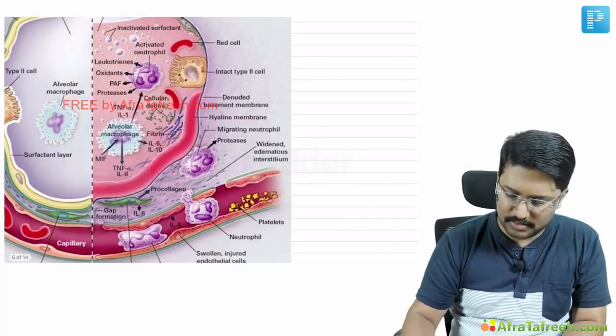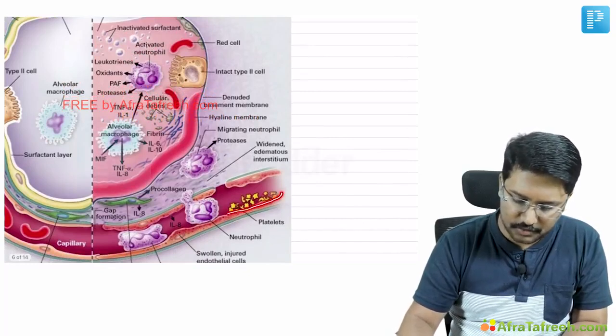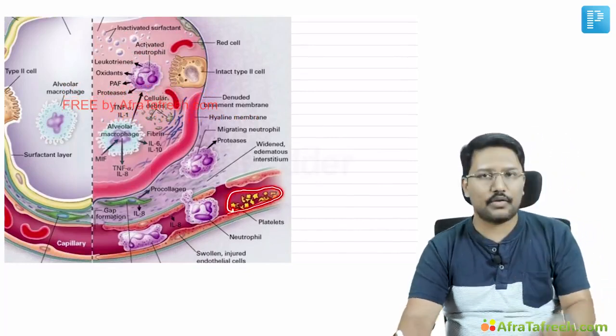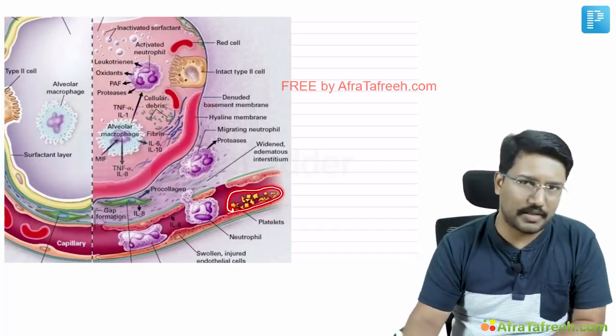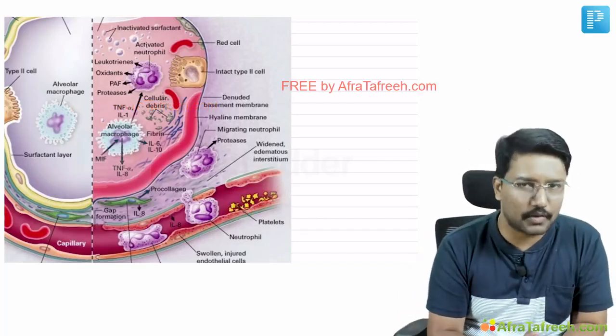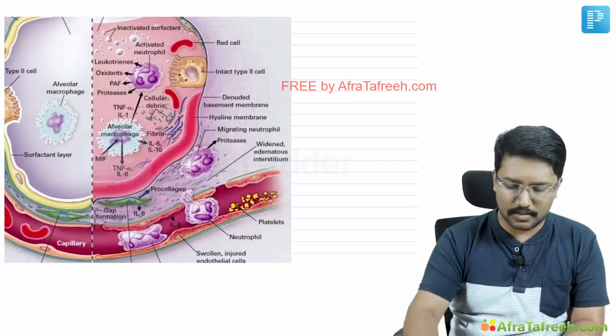And the last but not the least, again important changes, formation of microthrombi. So this microthrombi, loss of surface tension, and the type 1 pneumocyte damage, these are the essential components of the pathogenesis of ARDS. Clear? Okay.